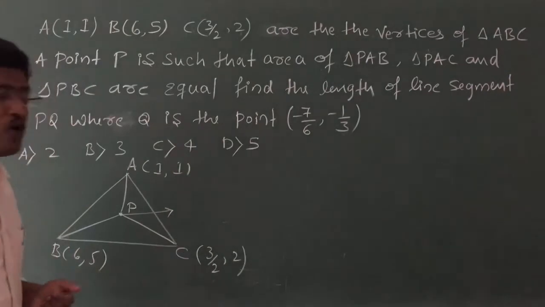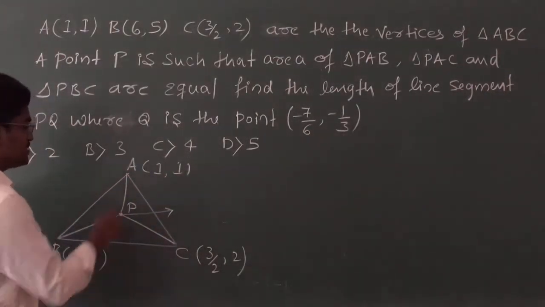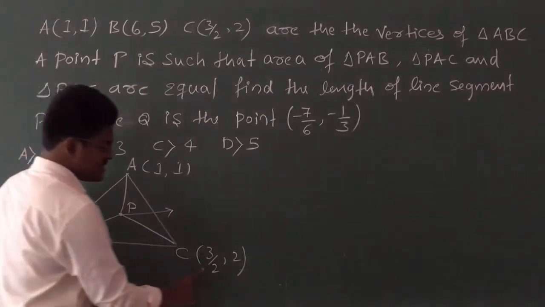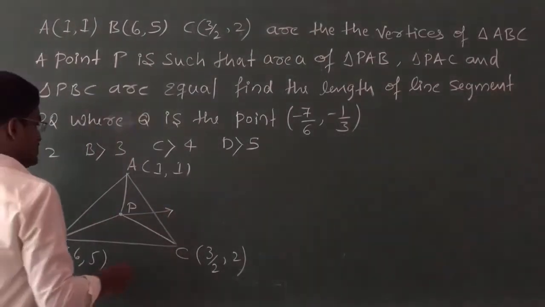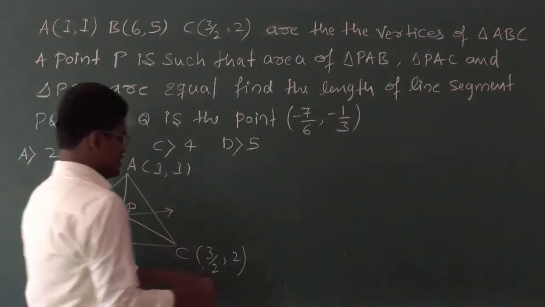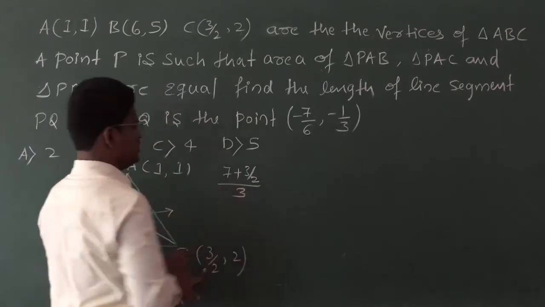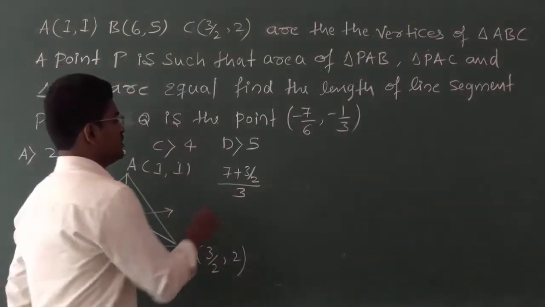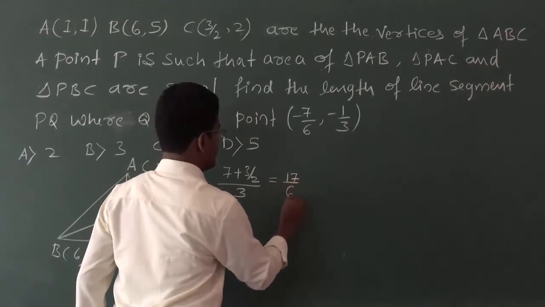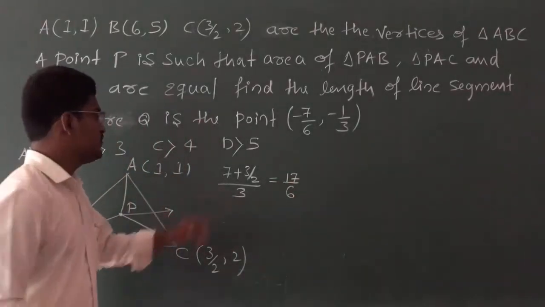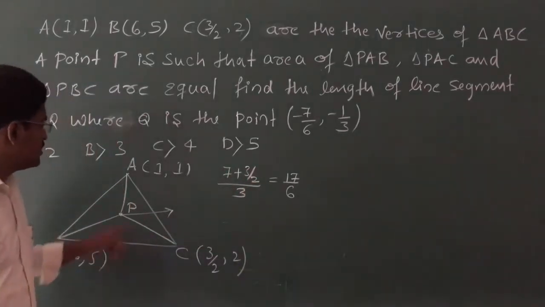Clear? So how to solve centroid? You have to take the mean of all 3 points, that is (1 plus 6 plus 3) by 2, divided by 3. Clear? So that is 1 plus 6 is 7, 7 plus 3 by 2 whole divided by 3. This will be the mean. So that is 14 plus 3, 17, this is 17 by 6. Clear? So if I simplify this, it will be 17 by 6.